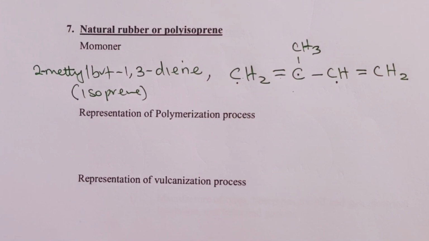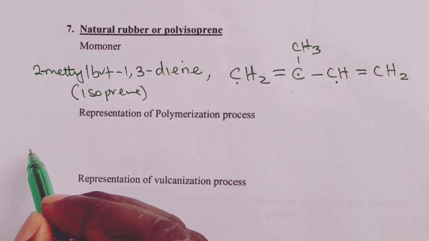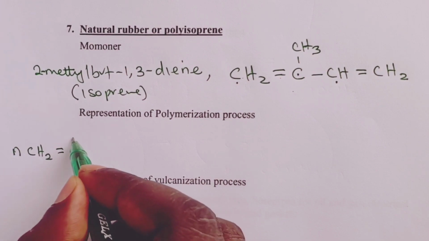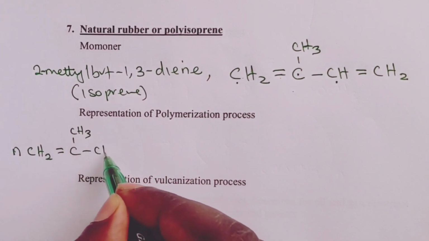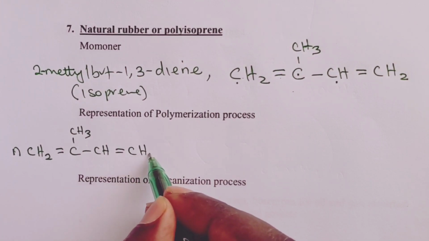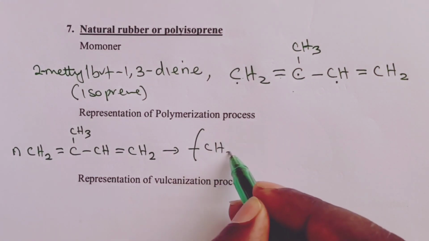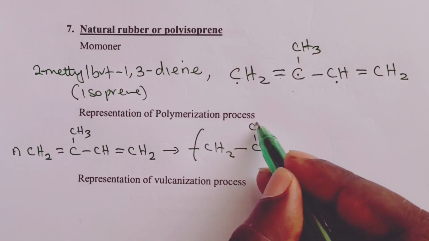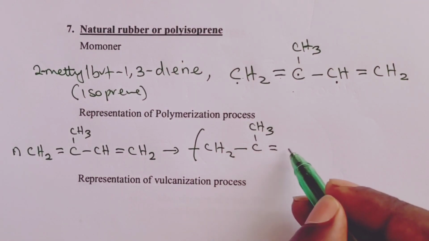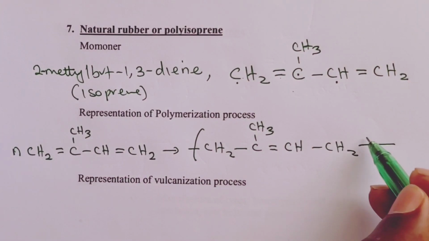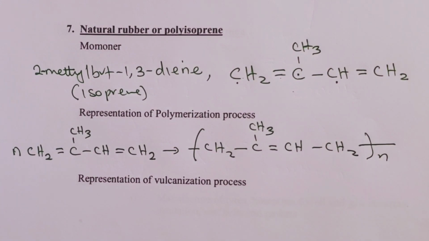Now let's look at the representation of polymerization process. Of course I need n molecules of my monomer. Here we are. And I get now my polymer. Of course, I'll be able to break some double bonds to allow for the continuous chain to continue. So this would be my polymer by the name natural rubber or polyisoprene. Let us talk about this material.